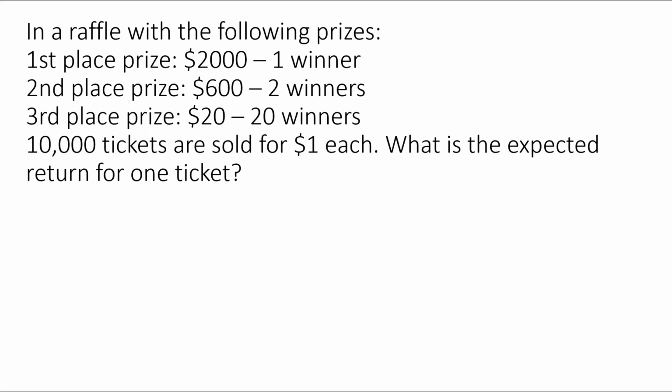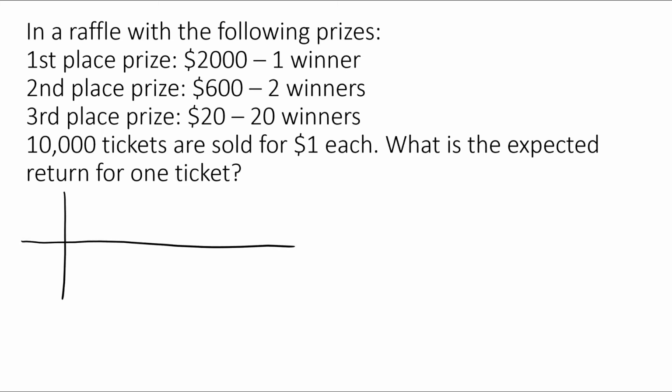All right, so in this example, we have a raffle with the following prizes. First place is $2,000, and there is one winner of that prize. Second place there is $600, and there are two winners of that prize. And then third place is $20, and there are 20 winners. So there are 10,000 tickets that are sold for $1 each, and we want to know what is the expected return for one ticket. All right, so let's once again set up our expected value table.